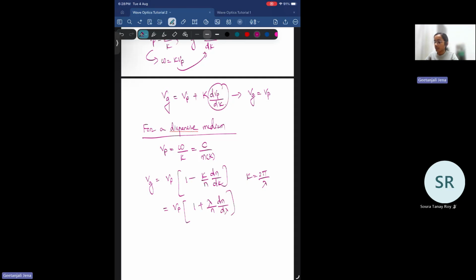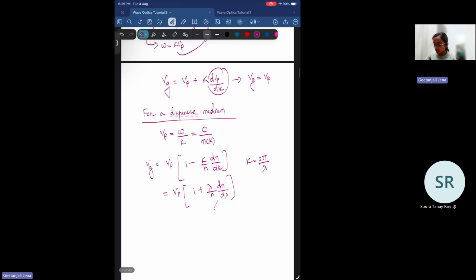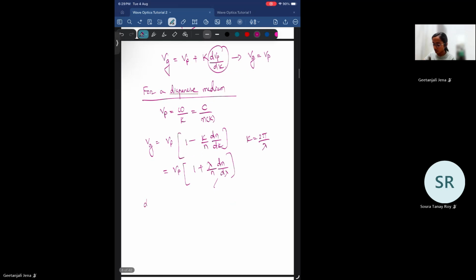And in general, for a medium, the refractive index is not constant for all wavelengths. The refractive index varies according to the wavelength of the source. Because dn over d lambda is not zero, the group velocity is a function of wavelength. This gives rise to what we call material dispersion.